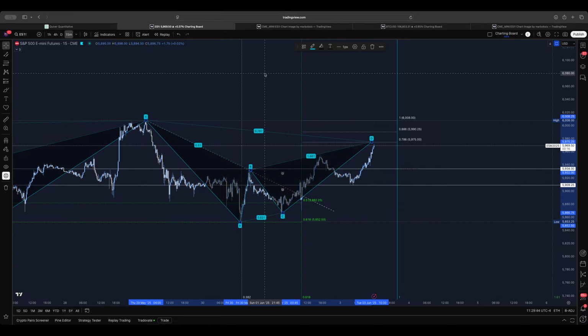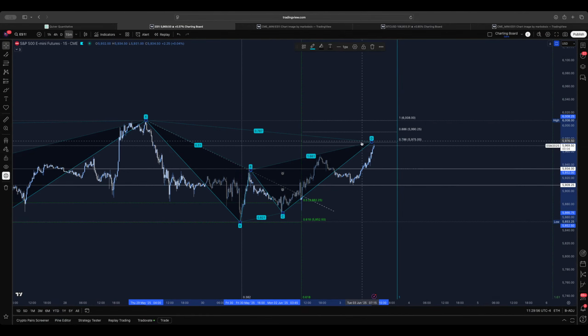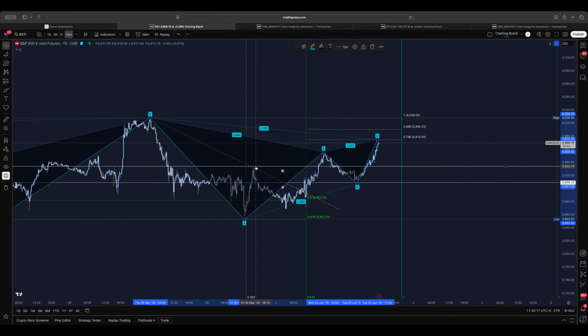Why? Because previously, I only had this projection for a bad pattern at the 0.886, 59.90. That would also be the deep Gartley if we go higher than the 0.786 at 59.75. However, this turning point represents the first level of resistance, if we anchor the Gartley new information at the B point using the higher high than the previous high.